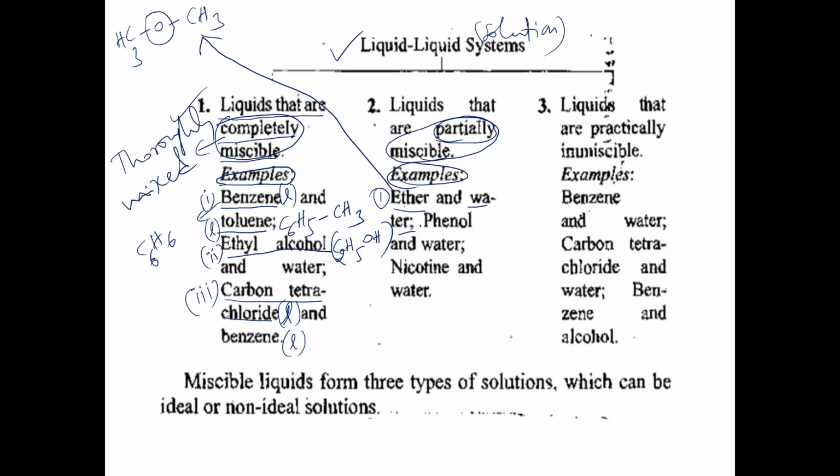Next, second example: phenol and water. Phenol formula is C6H5-OH. Now benzene formula is C6H6. In benzene, one hydrogen atom is replaced by an OH group. This OH group is called alcohol group.